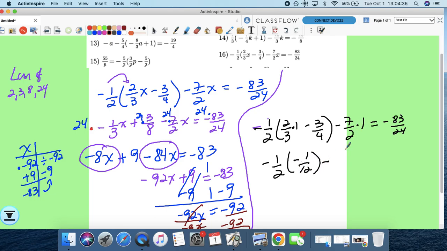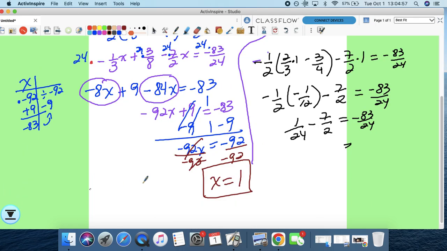Minus 7 over 2 times 1 is just 7 over 2. We're going to multiply negative 1/2 times negative 1/12. Negative times negative is a positive. 1 times 1 is 1, 2 times 12 is 24. Minus 7 over 2 equals negative 83 over 24. So now you get to subtract these two, and let's make sure it equals negative 83 over 24.